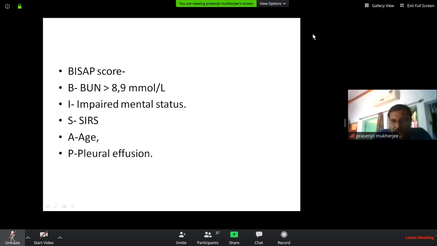BICEP scoring more than 3 is considered moderate. Okay. Lower score, less mortality; highest score, highest mortality. Just like that. This is a very simple scoring system. We follow this nowadays. We follow this BICEP scoring system. Okay.